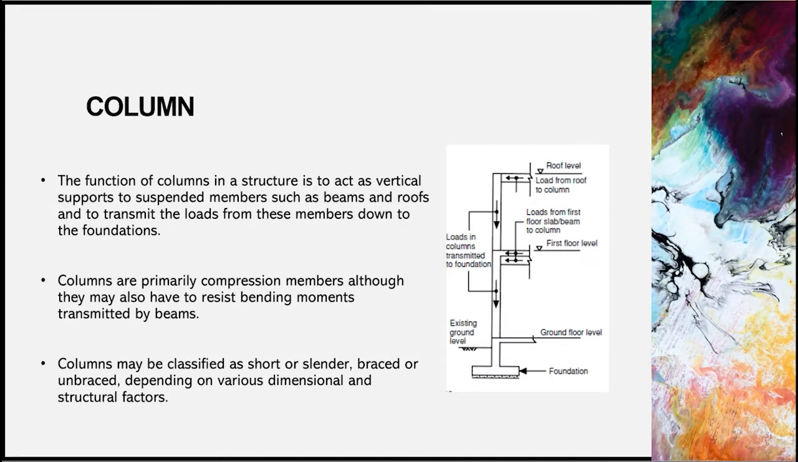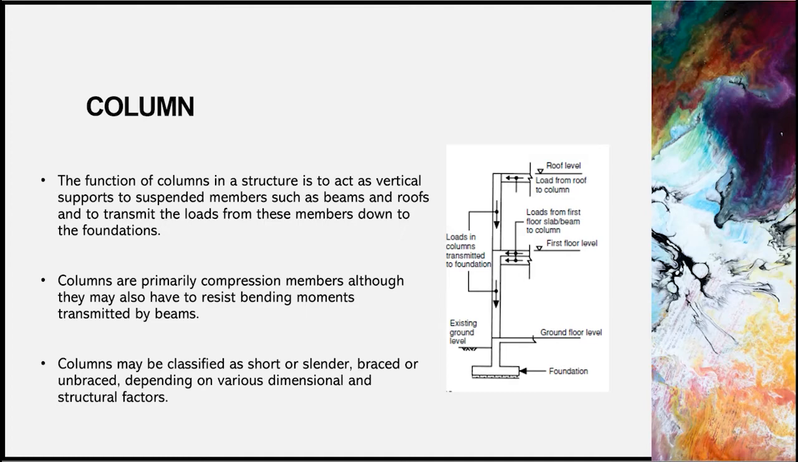So, the function of a column in a structure is to act as vertical support to suspended members such as beam and roof, and transmit the loads from these members down to the foundation. Meaning to say any loads that come from above, daripada atas, come to the column, because we have roof and also beam. Beam ni pula mungkin dia punya load datang daripada slab. Slab transfers to beam, and then the beam will transfer to the column. And roof, daripada roof trusses dia akan pergi pada beam and so on pergi pada column lah.